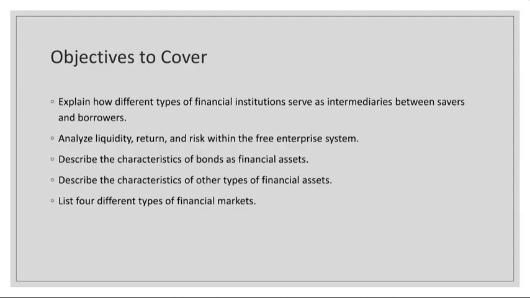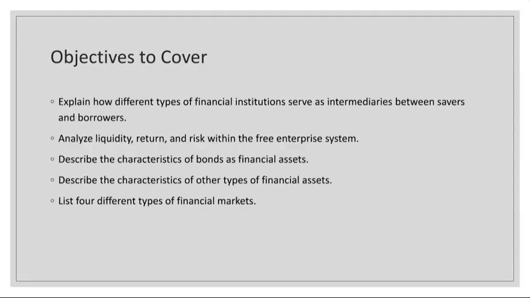Finally, I'm going to briefly list four different types of financial markets. So, financial markets serve as platforms for buying and selling financial instruments. And those would be, we have primary and secondary markets. So the primary market, let's say when a company is going public for the first time, it sells its shares or its stock to institutional investors. Now, when institutional investors bring those stocks into the market, that's when we have a secondary market.